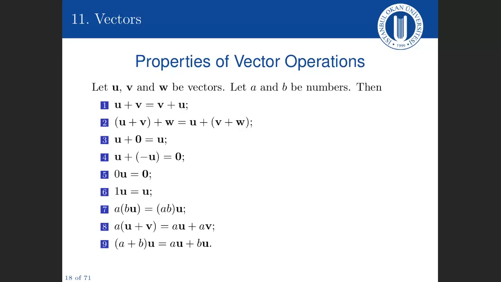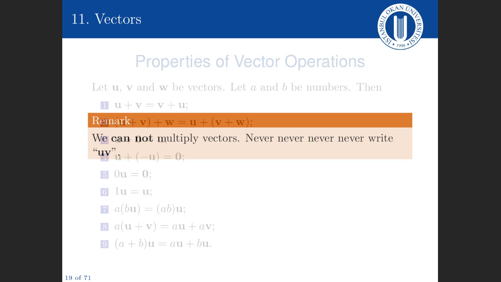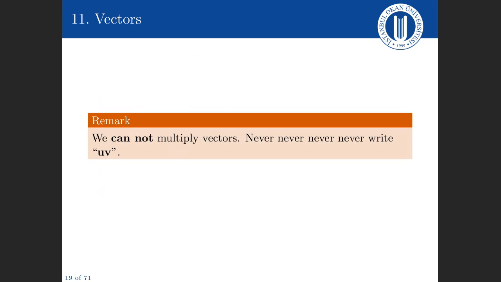We can add and subtract vectors, and we can multiply a vector by a number. What we can't do is we cannot multiply vectors. Don't write vector u multiplied by vector v because this is meaningless.